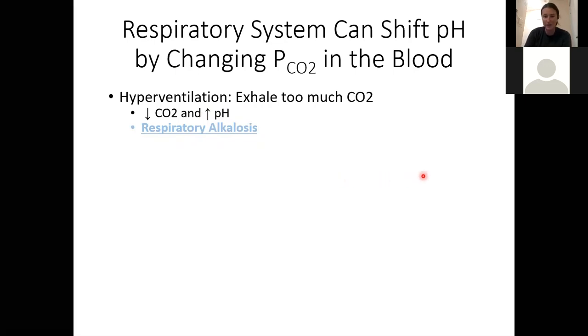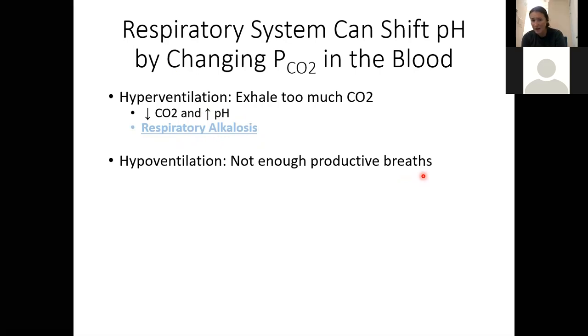Okay, so obviously that one is much less common, at least pathologically, than hypoventilation. So if you're not breathing enough, right? So this could be either you are holding your breath, or you have a restrictive or an obstructive pulmonary disorder. So even though you're trying so hard to breathe, you're not actually getting enough new air into your lungs. And so what this is going to do is not allow enough exhalation of carbon dioxide. As CO2 builds up in your blood, the pH is going to go down, right?